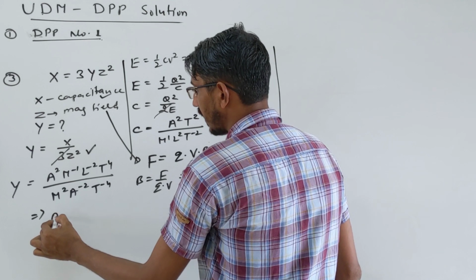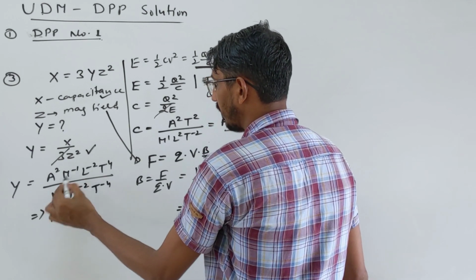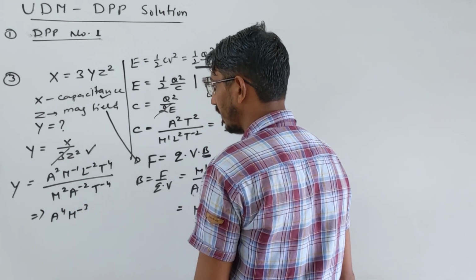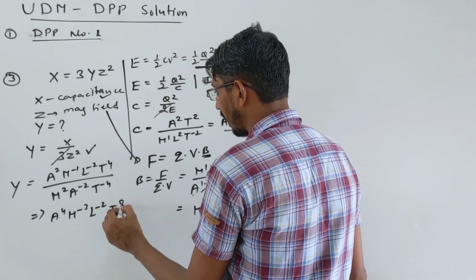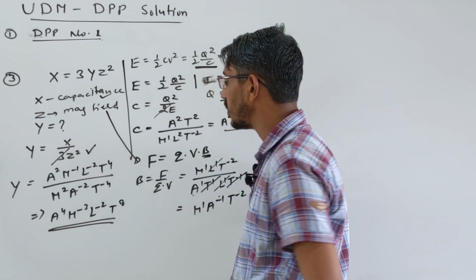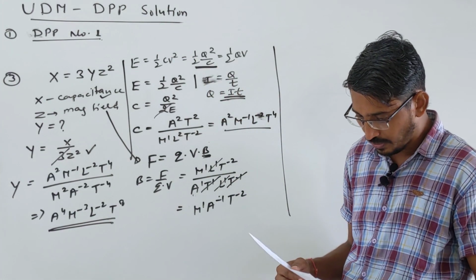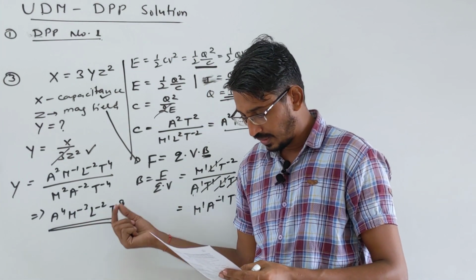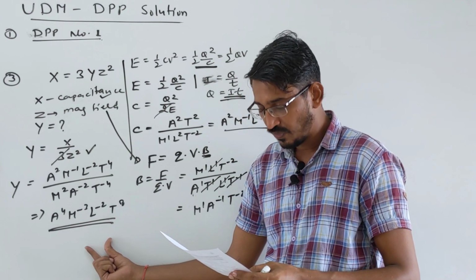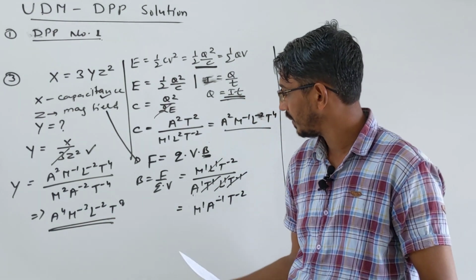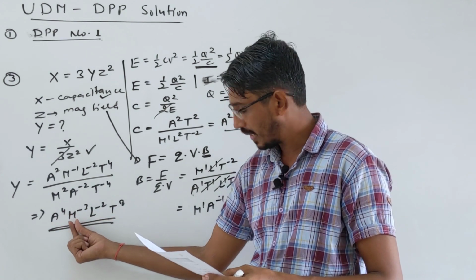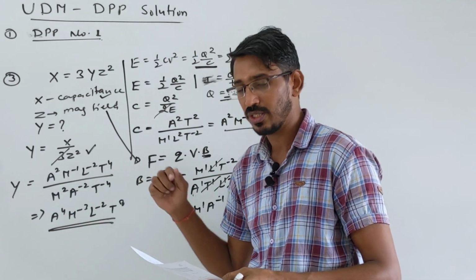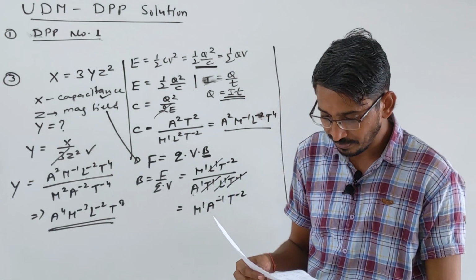A goes up becomes A power 4, m goes up becomes m power minus 3, L power minus 2 and T power 8. This is the answer we are getting, the dimension of Y quantity. So if you see our options, option number 4 is matching here: T power 8, A power 4, M power minus 3 and L power minus 2.